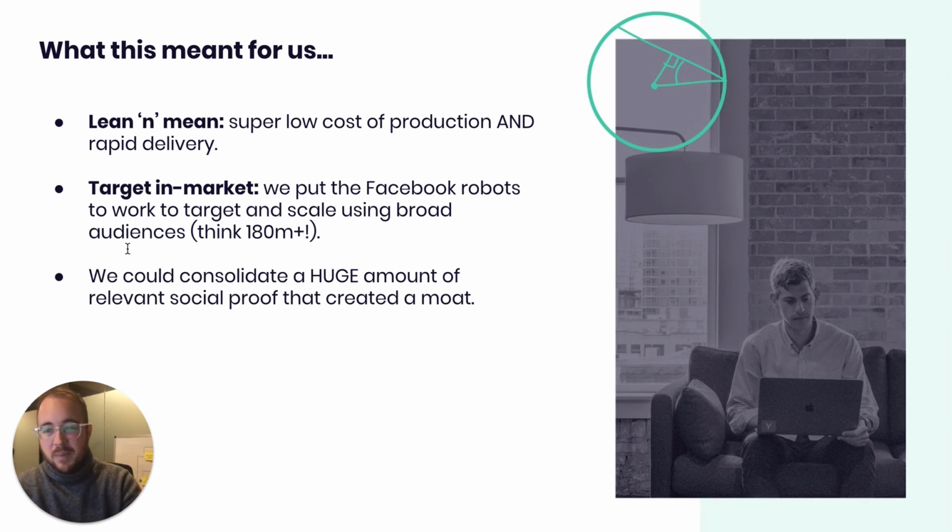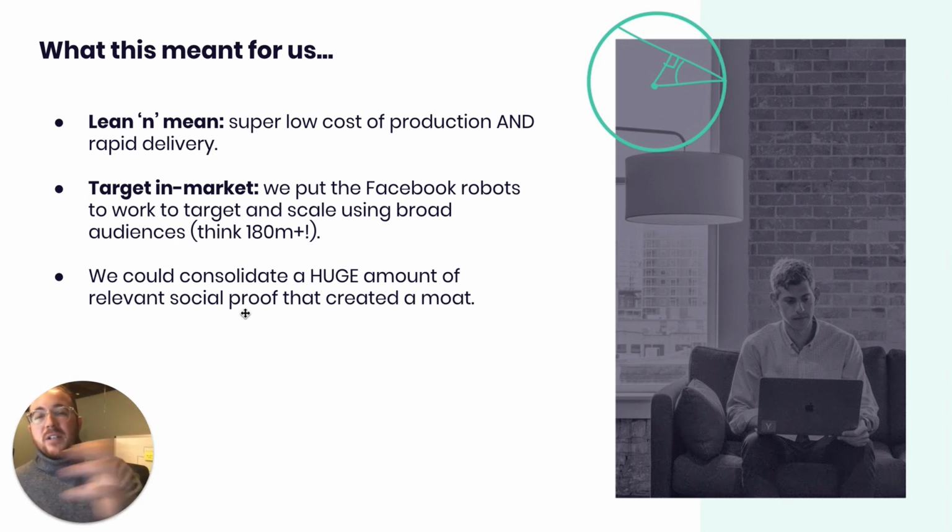So by having a really specific message, we put the Facebook robots, their algorithm, to work to target and scale. We used a broad audience that had 180 million people in it. Look at most Facebook courses, they'll tell you to target 500,000, a million. 180 million. You create this ad and it just kept rolling. And what that meant was that we could consolidate a huge amount of relevant social proof. So that created a moat.